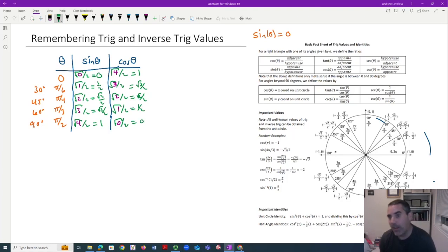I tell students the way I actually remembered this when I was a student is, to me, the only things I would sometimes confuse, which makes sense because they're so close, is these two. And I just remember on this point, the y-coordinate is bigger because visually I can see that the y-coordinate is bigger. And so the y-coordinate had to be square root of 3 over 2. That's how I always can remember that sine is square root of 3 over 2. But that's kind of specific.